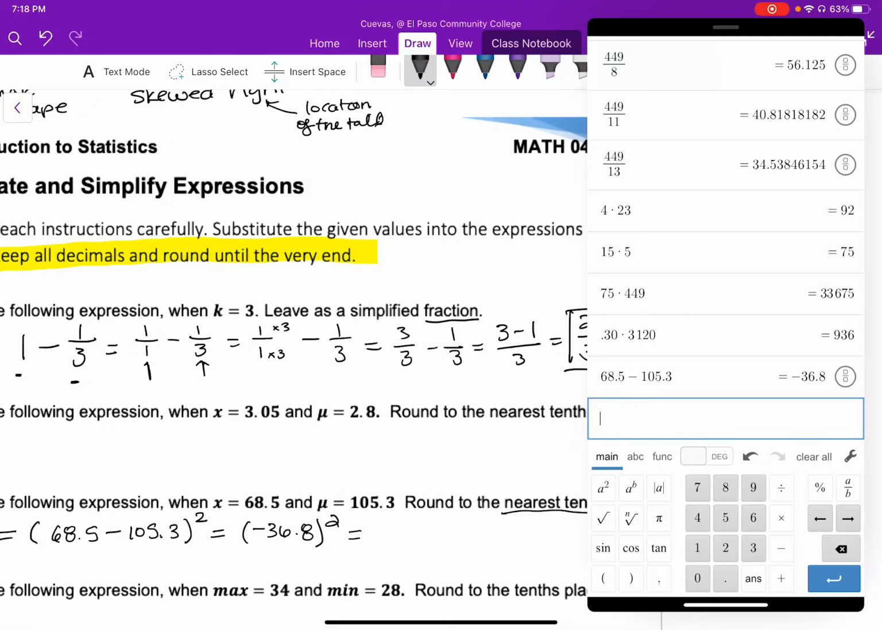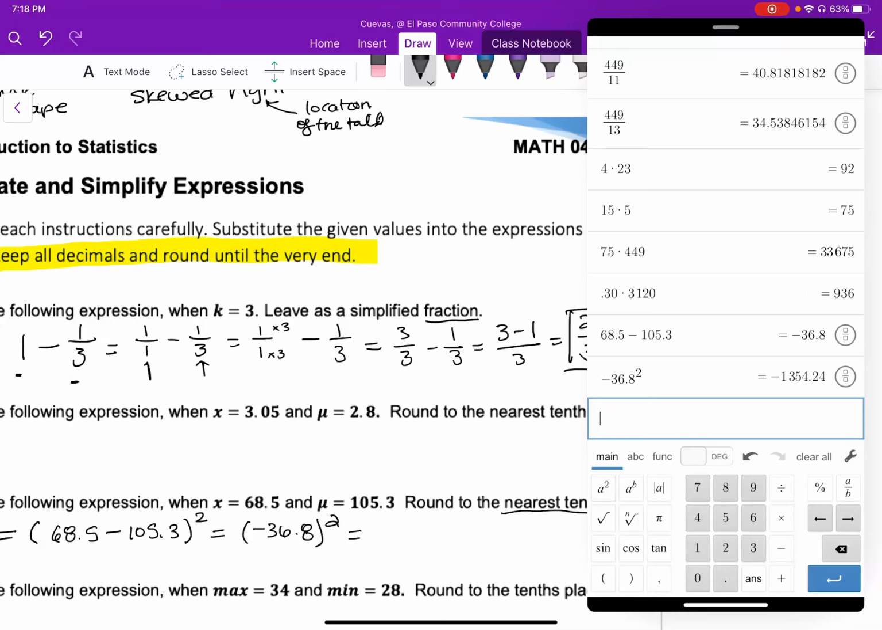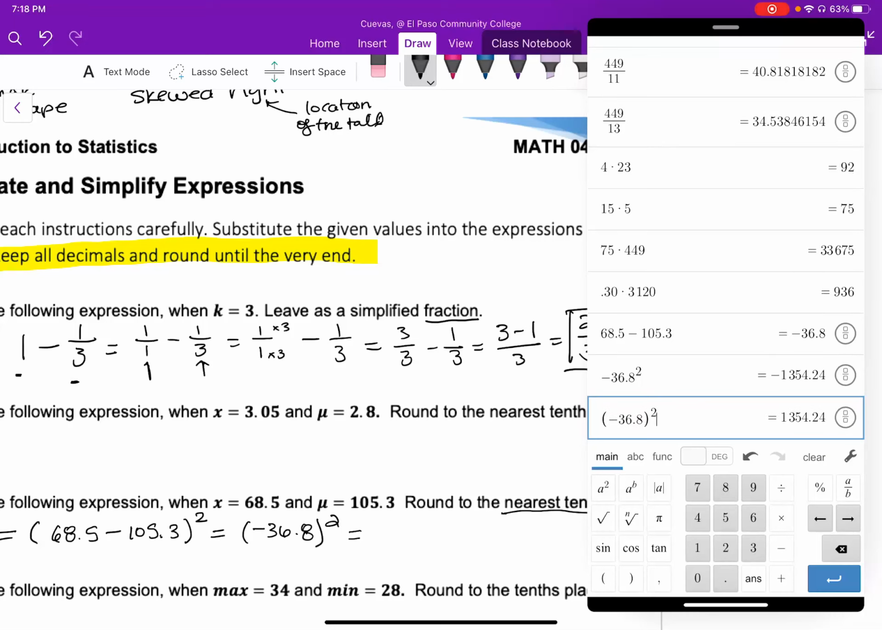This part right here is so important. I want you to notice something. It is so different when we use parentheses versus not using parentheses. Let me go ahead and show you this. If I put negative 36.8 squared, that's going to give me negative 1,354.24. And if I use parentheses, negative 36.8, close my parentheses squared, that's going to give me positive 1,354.24.